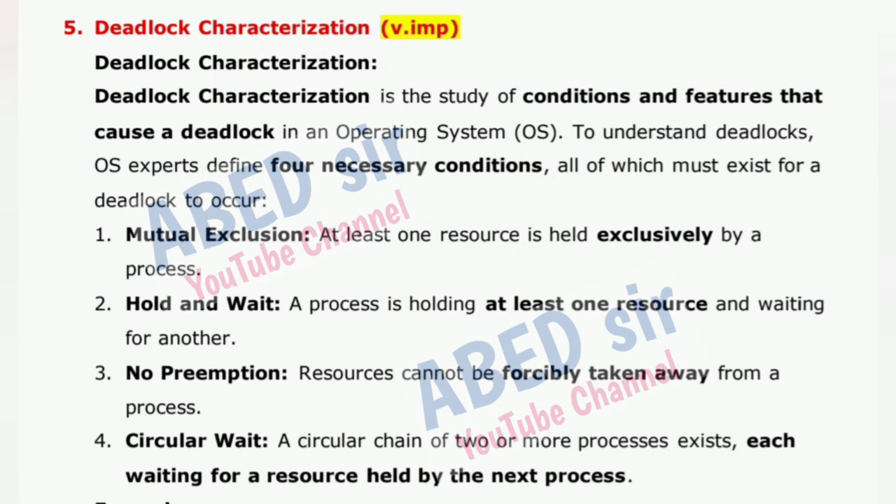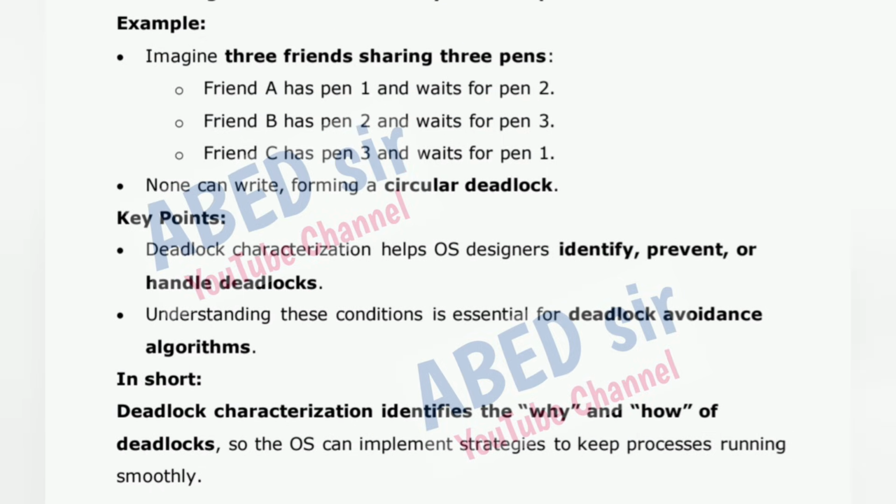4. Circular wait. A circular chain of 2 or more processes exists, each waiting for a resource held by the next process. Example. Imagine 3 friends sharing 3 pens. Friend A has pen 1 and waits for pen 2. Friend B has pen 2 and waits for pen 3. Friend C has pen 3 and waits for pen 1. None can write, forming a circular deadlock.